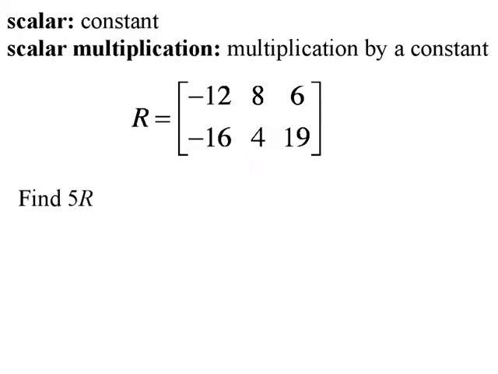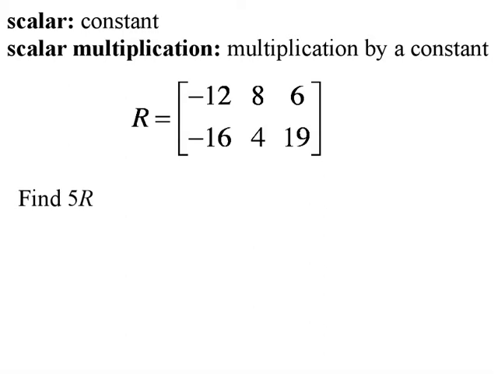All right, so the last thing we're going to talk about is scalar multiplication. Now this is the thing you need to understand. When you see that word scalar, it just means a constant, a number. Okay, a constant or a number. So scalar multiplication just means multiplication by a constant or multiplication by a number. So we need to find 5R.